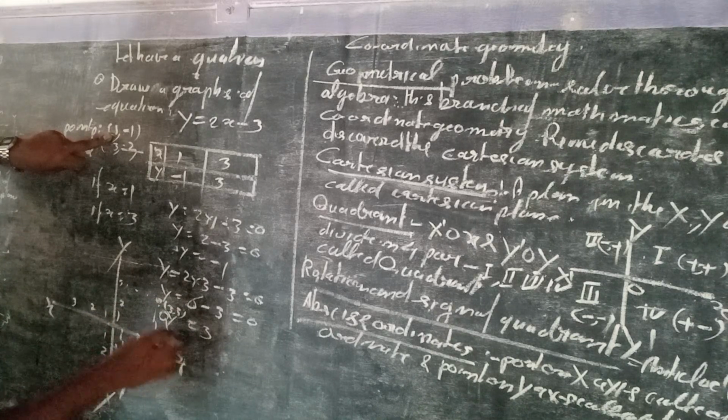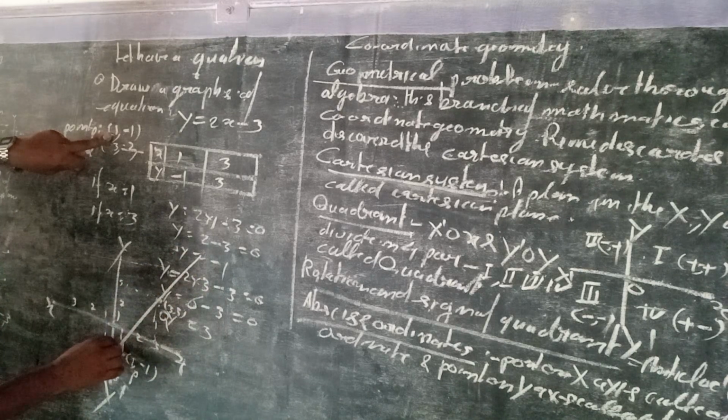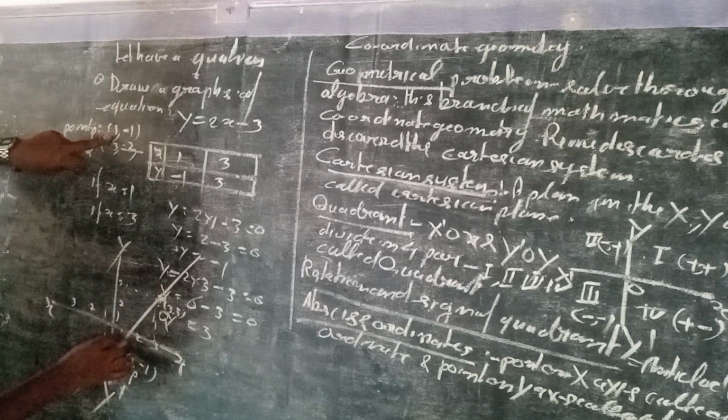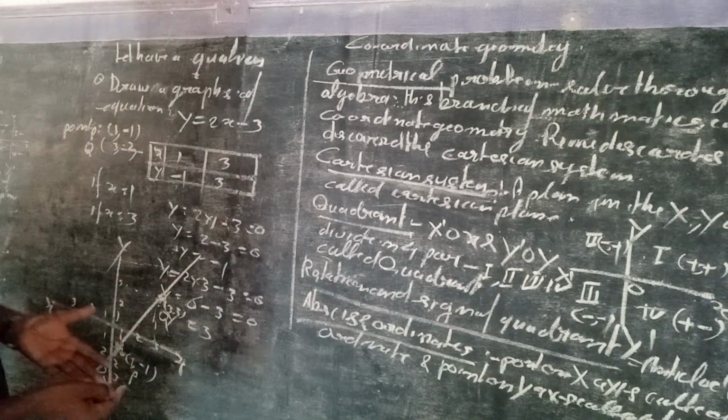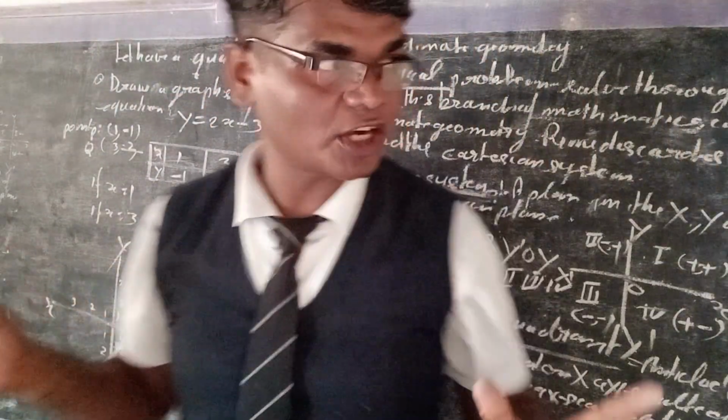So PQ, and draw a straight line. We will find this line. This is called point P, and this is called point Q. So we have drawn the structure with the help of well-labeled diagrams, and with the help of that, these are the quadrants and coordinate geometry.